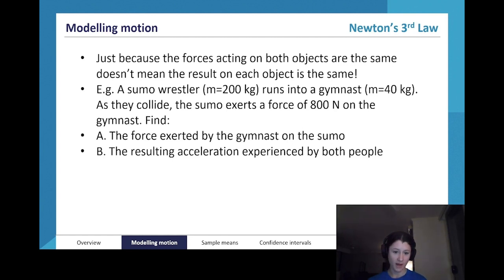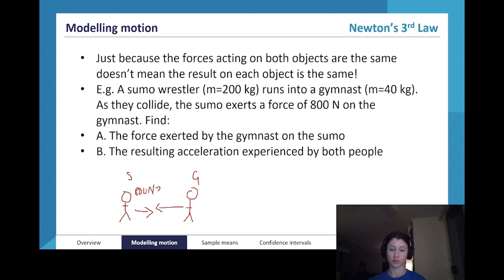So we have our sumo wrestler running into a gymnast, right? So the sumo exerts a force of 800 newtons on the gymnast. Find the force exerted by the gymnast on the sumo.